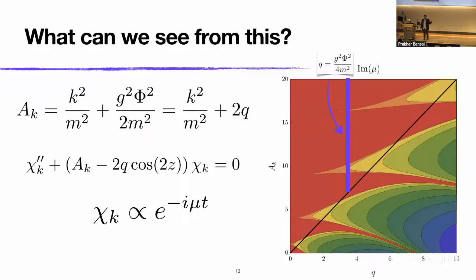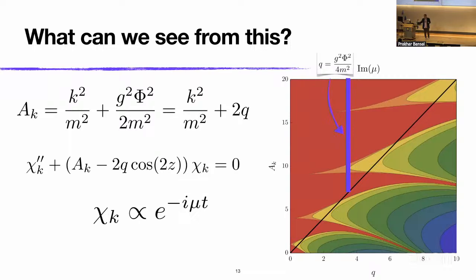Of course, A of k is k squared over m plus 2q. So that's what the black line is. So I start at the black line and I go all the way up from there. At the black line is k equals 0. Above the black line is k greater than 0. I can take that line.